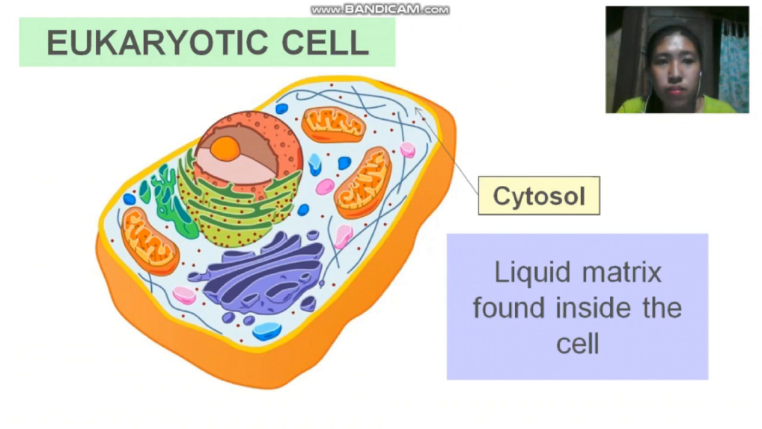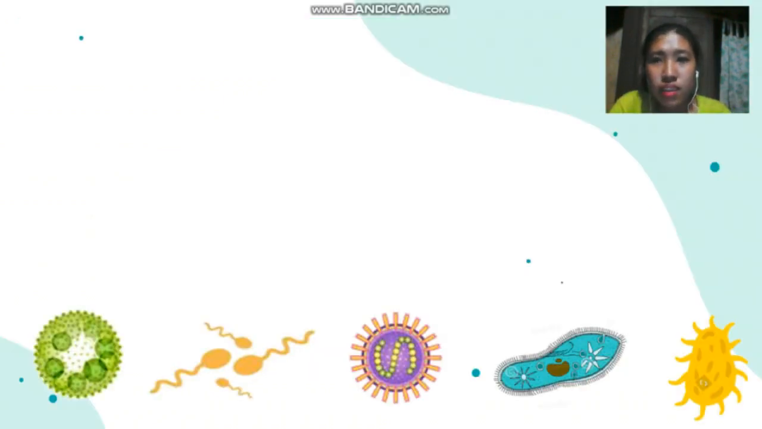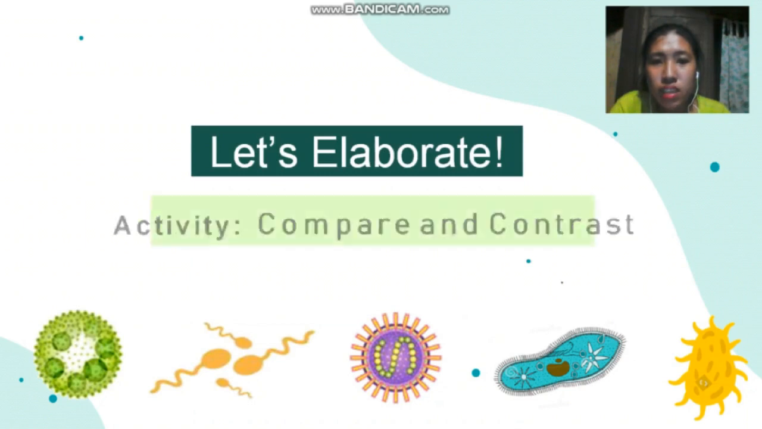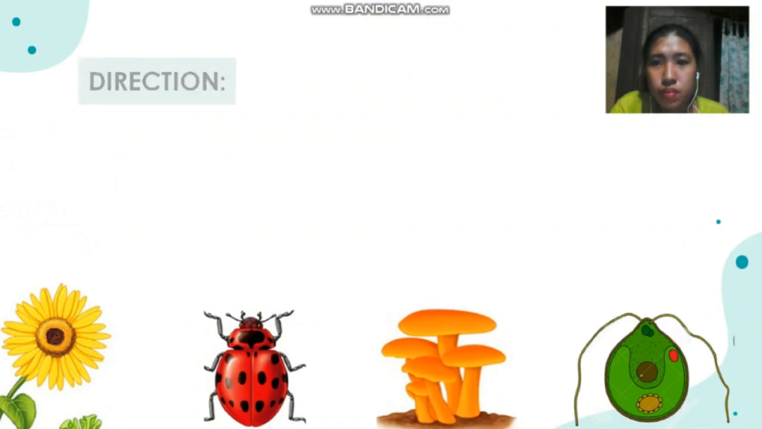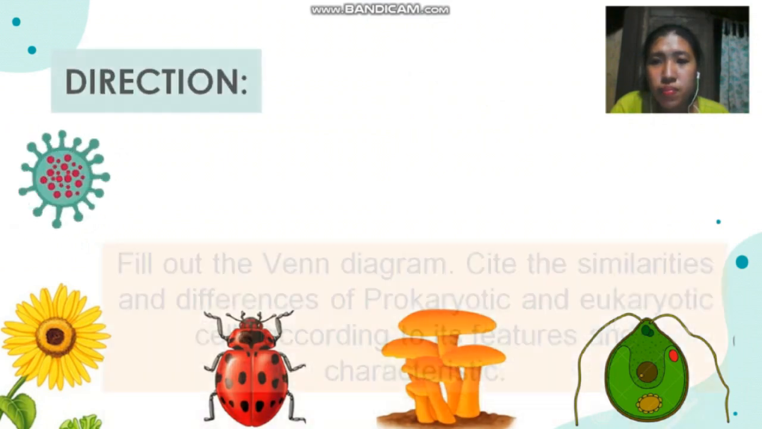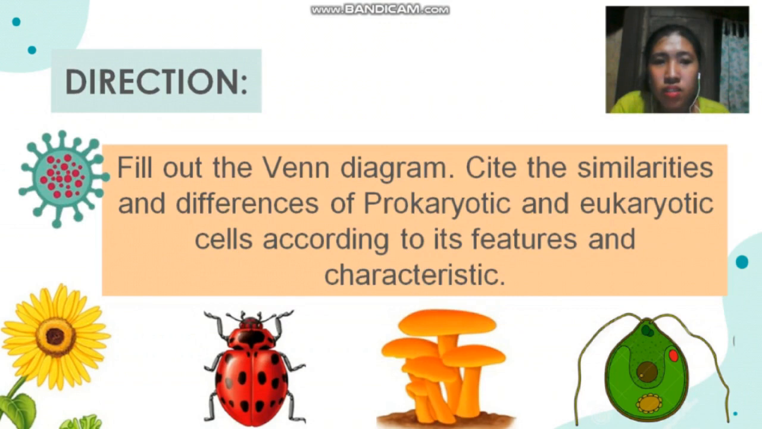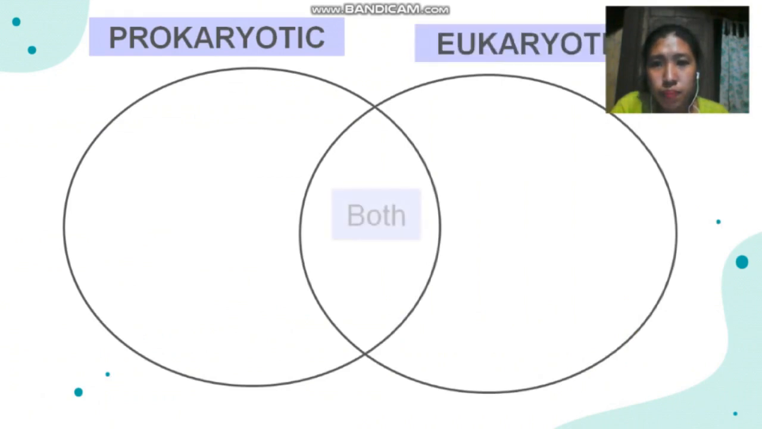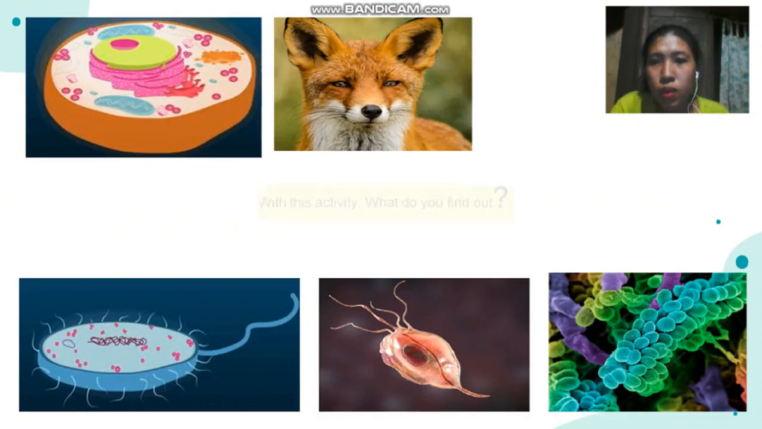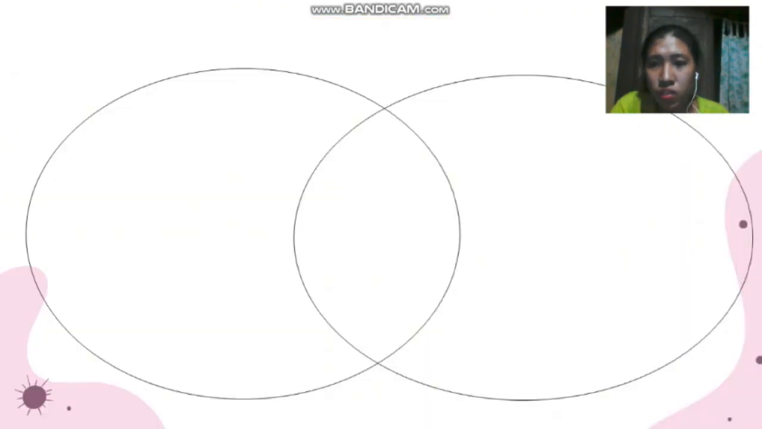processes. At this moment, let us elaborate by doing this activity, compare and contrast. This is the direction. Fill out the Venn diagram, citing the similarities and differences of prokaryotic and eukaryotic cells according to their features and characteristics. This is the diagram that you should fill up. With this activity, what do you find out?